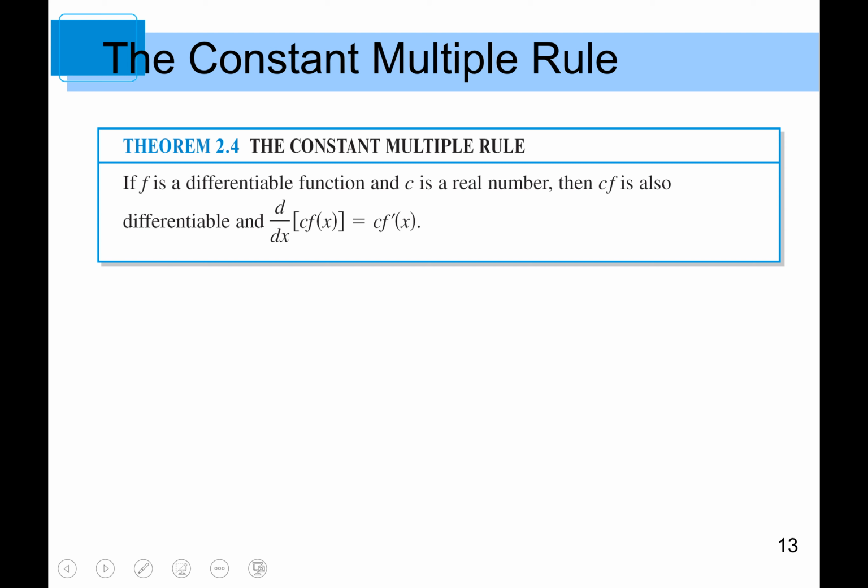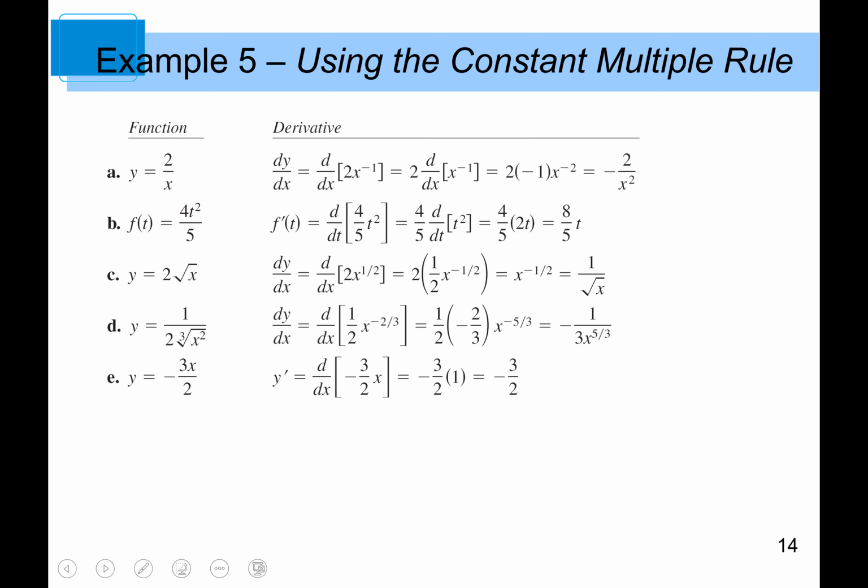Next, let's take a look at the constant multiple rule. If f is a differentiable function and c is a real number, then c times f is also differentiable, and the derivative of c times f of x becomes c times f prime of x. We're going to use the constant multiple rule to figure out these answers.